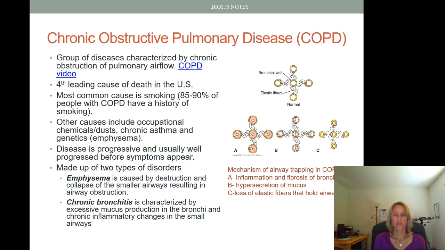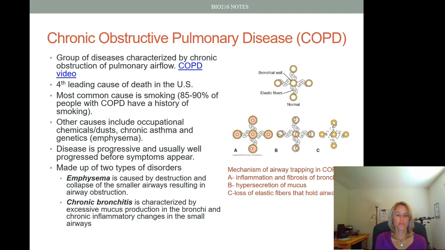Okay, now we're on to chronic obstructive pulmonary disease, COPD. This is really a group of diseases characterized by obstruction of pulmonary airflow. It's the fourth leading cause of death in the United States. The most common cause is smoking. Most patients, 85 to 90% of people with COPD, have a long history of smoking. Other causes can include occupational chemicals, dust, chronic asthma, as well as genetics and one type of emphysema that we'll talk about. The disease is progressive and usually well progressed before symptoms appear.